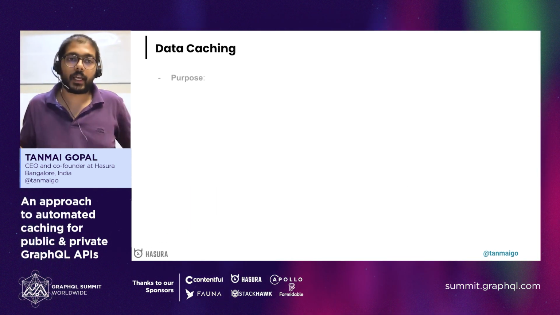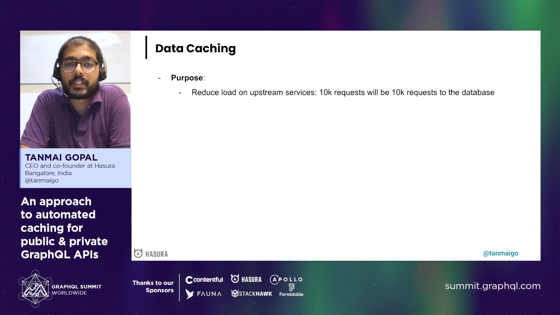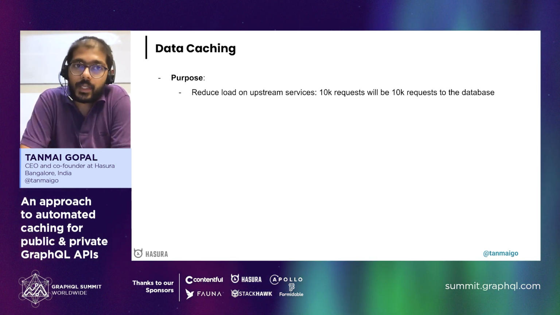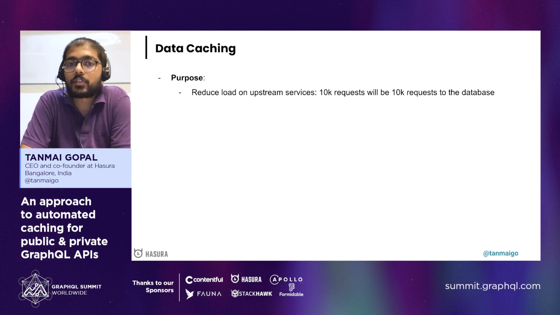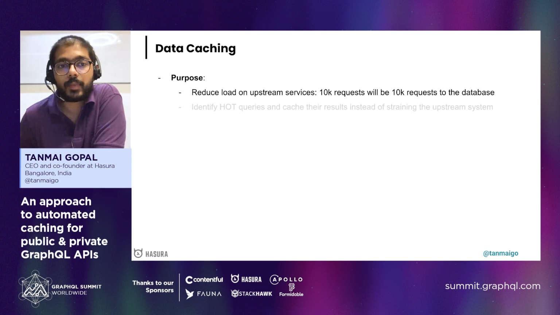All right, next let's talk about data caching. With data caching, the idea is to reduce your load on upstream services. So if you see 10K requests from the client, these are usually 10K requests to the database if you're fetching this data from a database. But the idea is to reduce that to maybe just 1,000 requests to the database, right? And effectively reduce your database load.